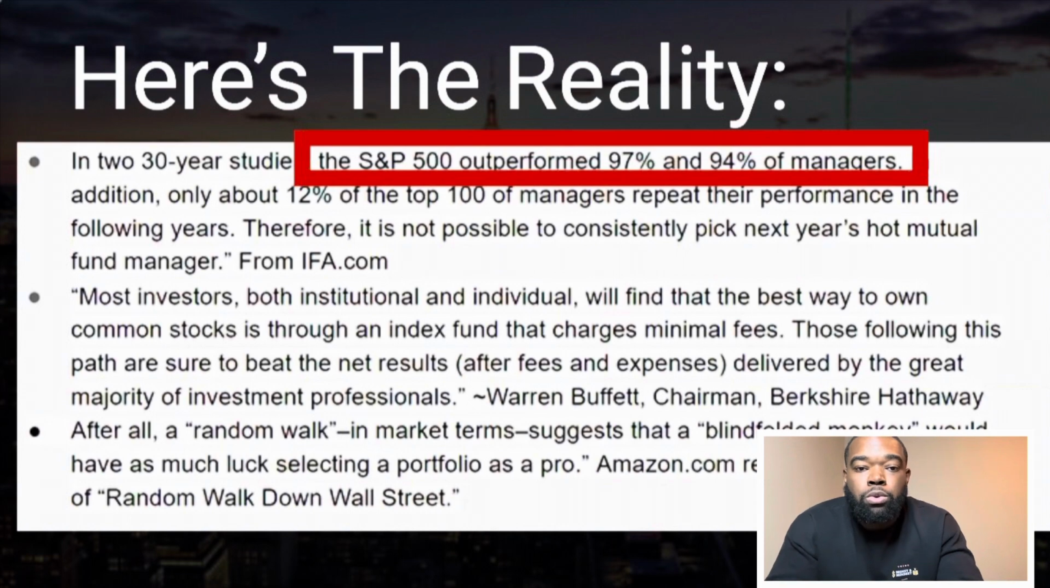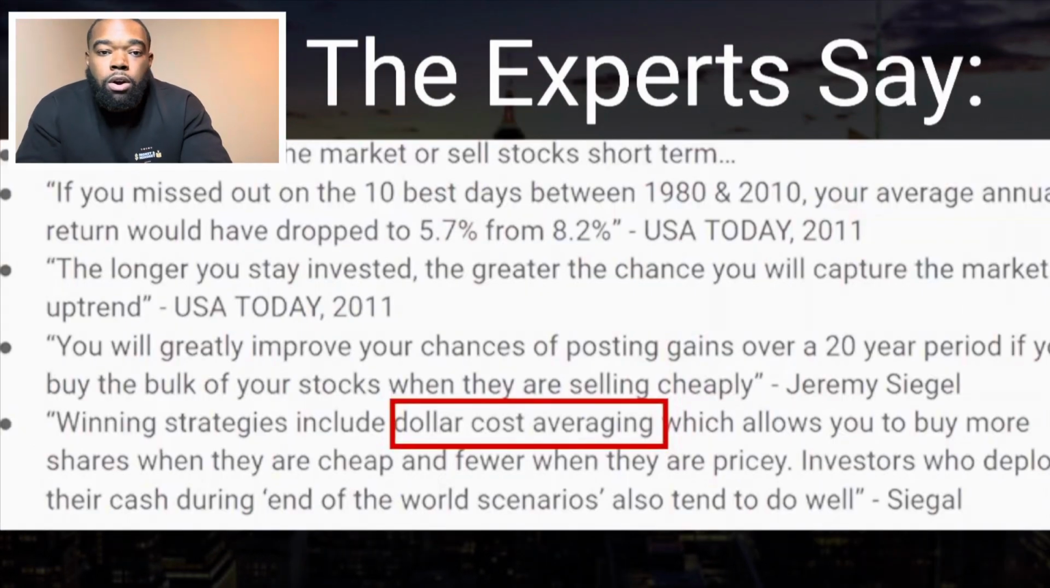Step 4 of this process is investing in a way that historically beats top fund managers and stock market professionals, making you a pro by doing a strategy called dollar cost averaging, which is investing the same dollar amount every single month, no matter what's happening in the stock market.